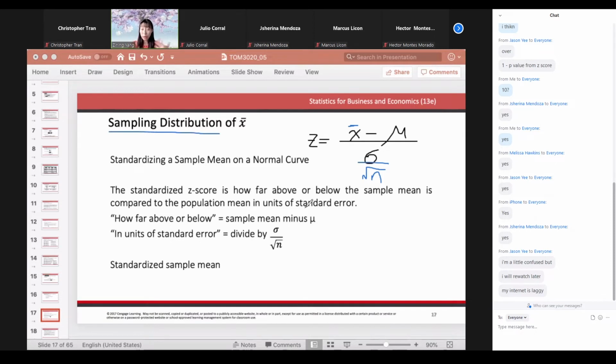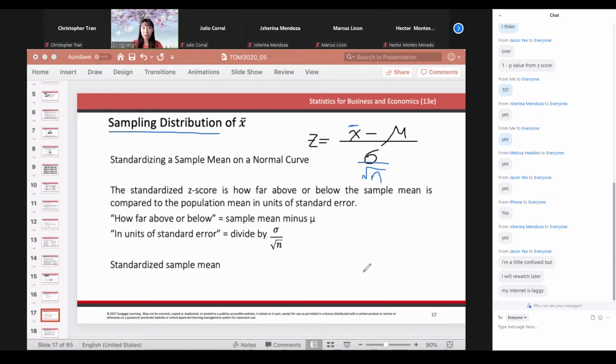So you need to be able to tell when to use which formula. This is also a z-score formula, but we only use it when we don't have the population and only have a sample. So in a sampling distribution, we use the sample mean and we use standard error. But if you have the population, you still use everything we learned in chapter 6.